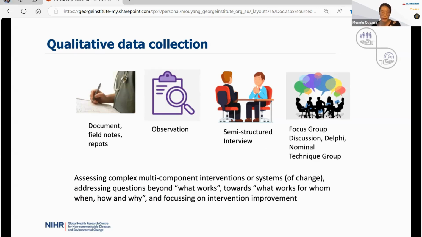So the qualitative data can help us to better understand what actually works and who has been involved and why, that has contributed to the intervention implementation.